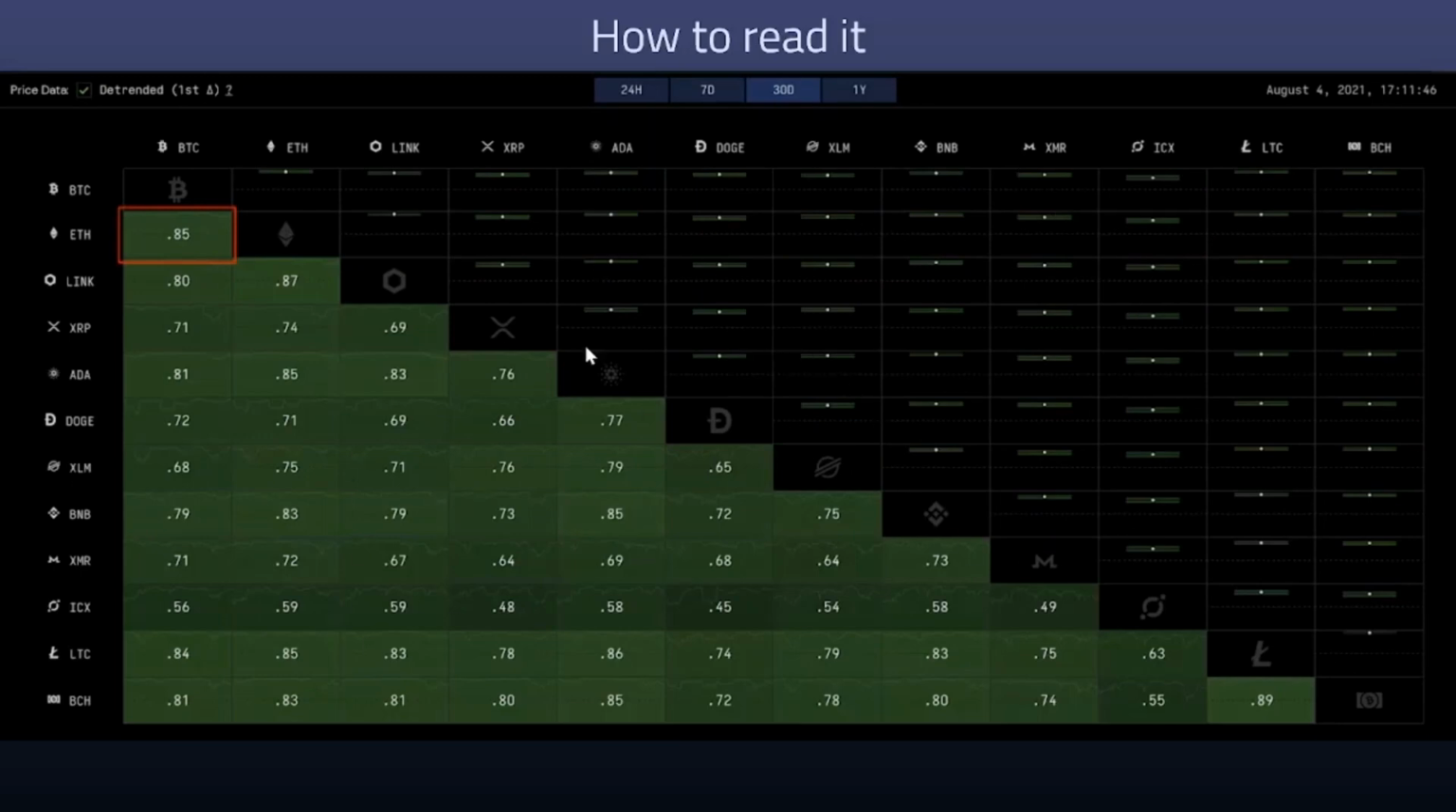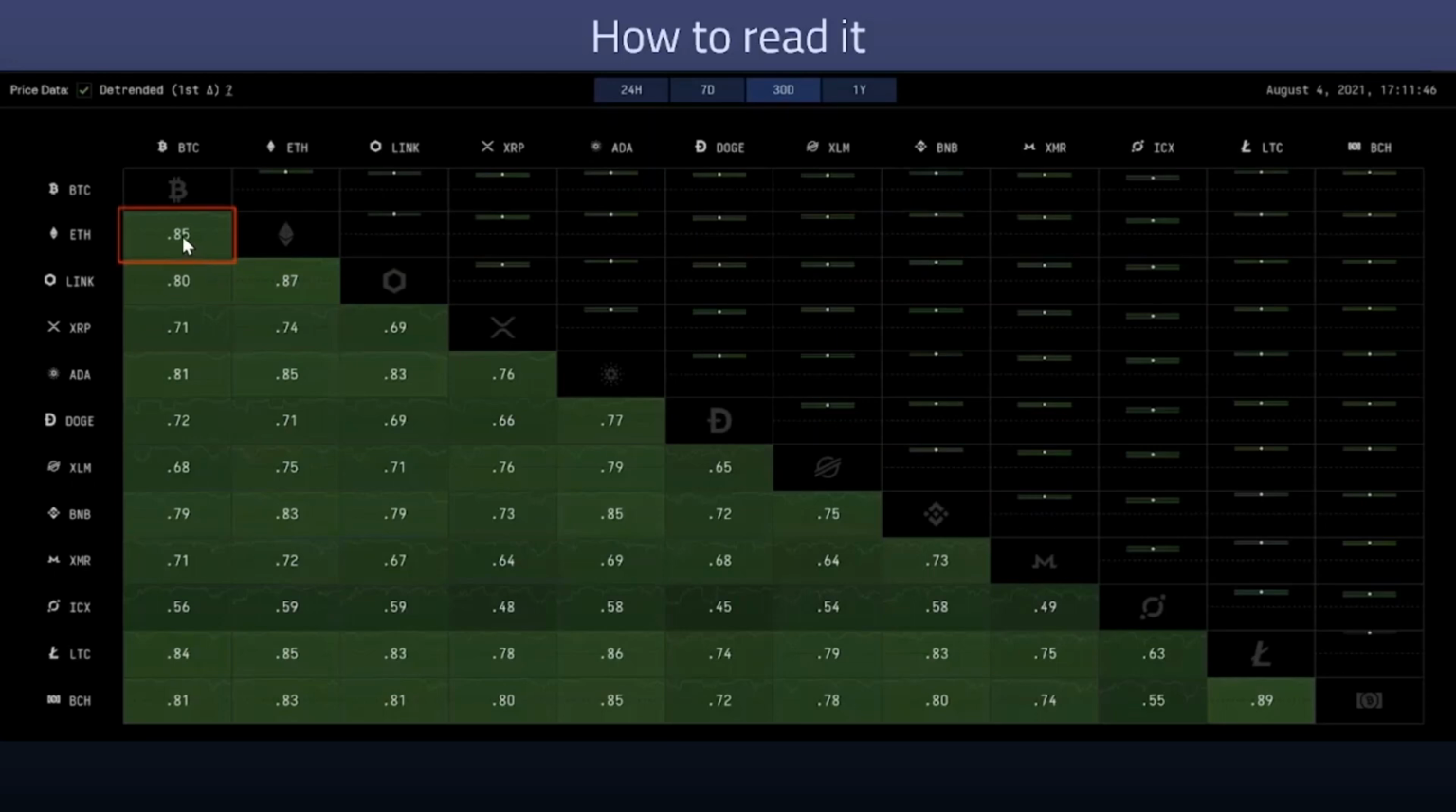If you have something that's -1, or completely inverse, if this whole thing was red, then that would mean that every single altcoin moves in the opposite direction to Bitcoin at all times. When Bitcoin goes up, the altcoins go down and vice versa. And this effect would swap over consistently.